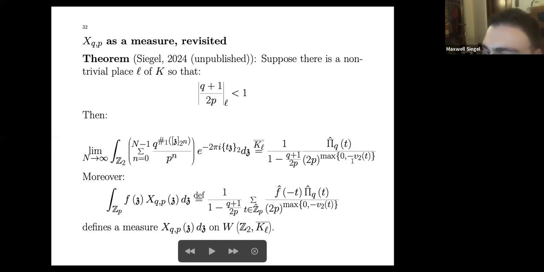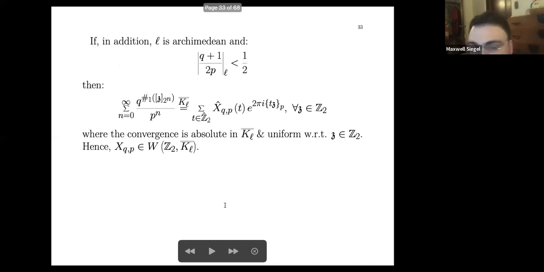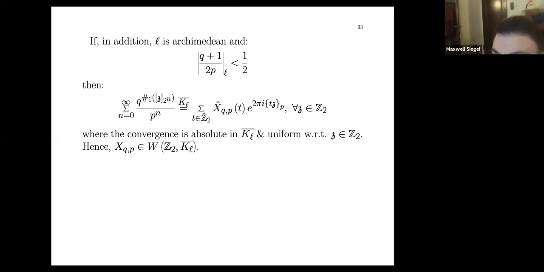Moreover, the Parseval-Plancherel expression then defines a measure x_{q,p}(z) dz on the 2L-adic Wiener algebra. If, in addition, L is Archimedean and (q plus 1) over 2p has an ell-adic absolute value less than 1/2, then both the F-series x_{q,p} and its Fourier series representation converge absolutely in K_L double bar and therefore define an element of the 2L-adic Wiener algebra.